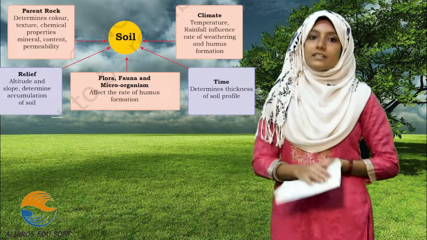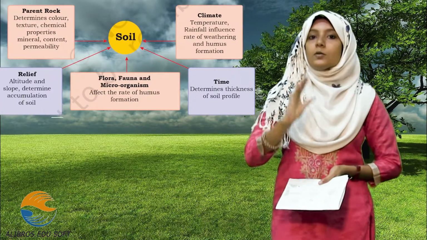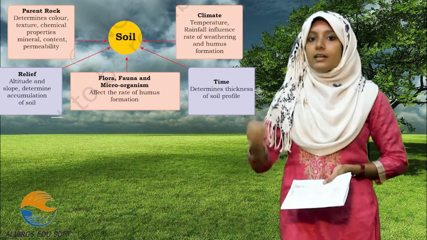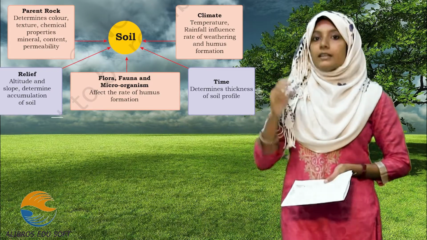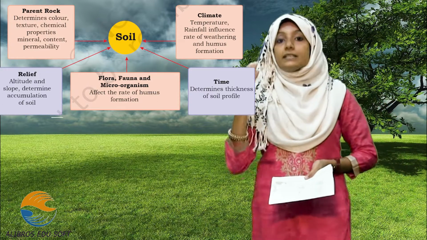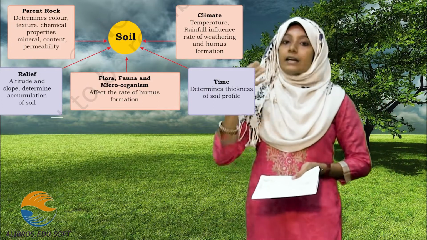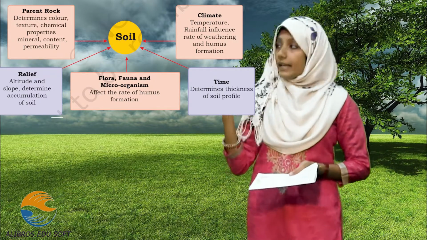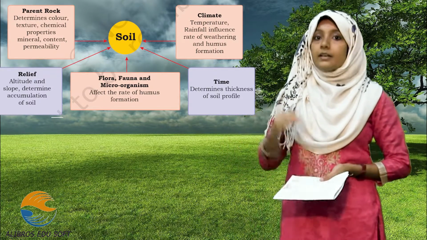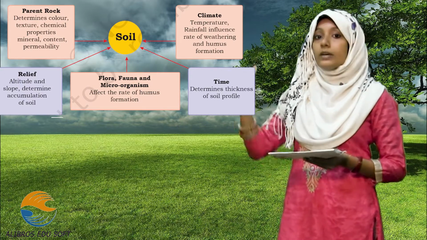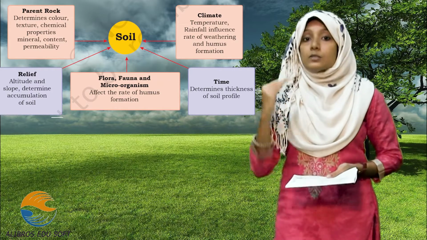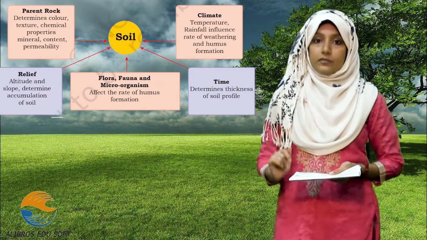So, in this picture, I am going to explain how soil is formed. Soil is formed by different features. The first one is parent rock. This parent rock determines texture, color, content, permeability, etc. of soil. And the next one is relief. Relief is the altitude, slope and place where the soil is located and all. So, relief determines these characteristics.